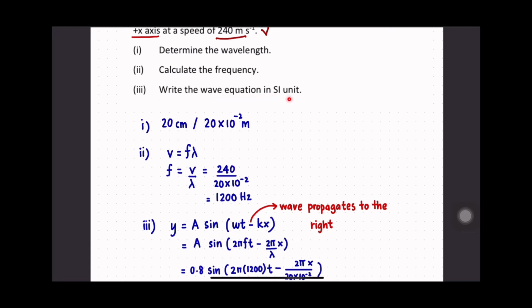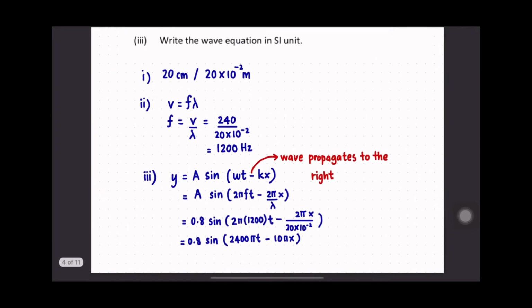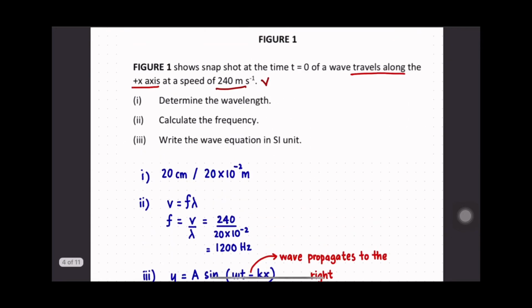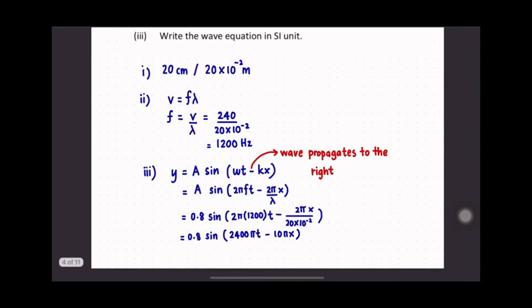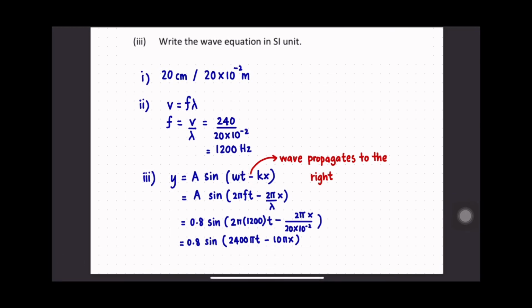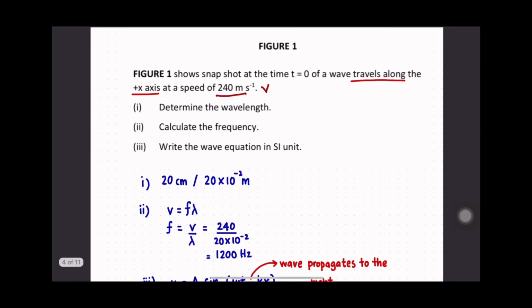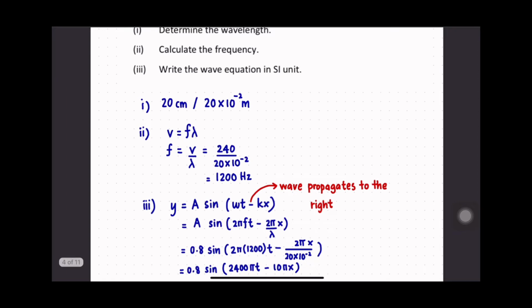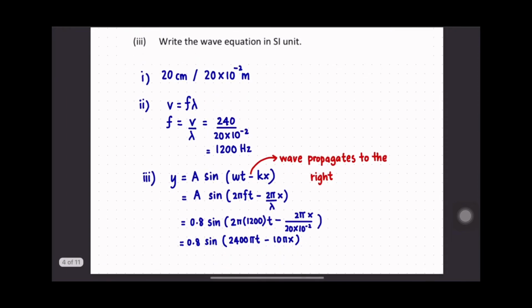Okay, write the wave equation in SI unit. So the wave equation is the general equation y equal to A sine omega t minus kx. Why minus? Because the wave propagates to the right. They said in the question, the wave travels along the positive x-axis. So I replace here with negative kx. Substitute the value of A as 0.8 cm, changed to meter because they ask you to write the equation in SI unit. Then substitute omega as 2 pi f, and we get 0.8 sine (2400 pi t minus 10 pi x).